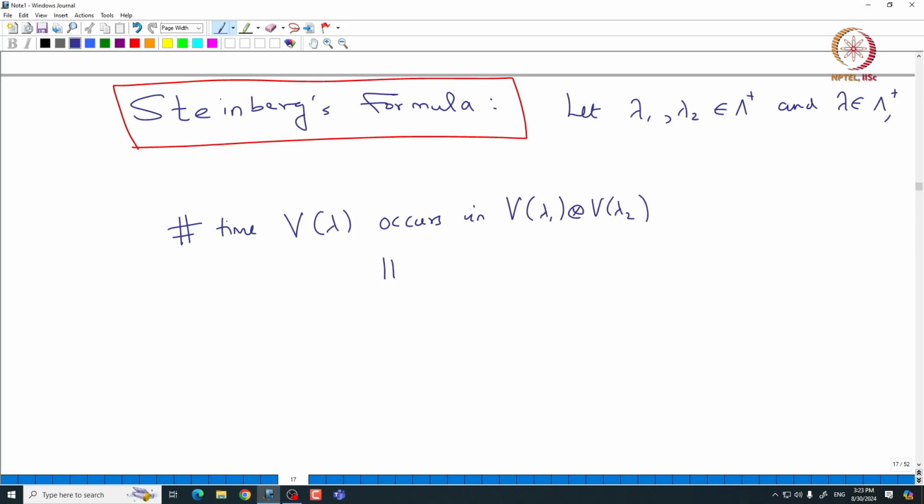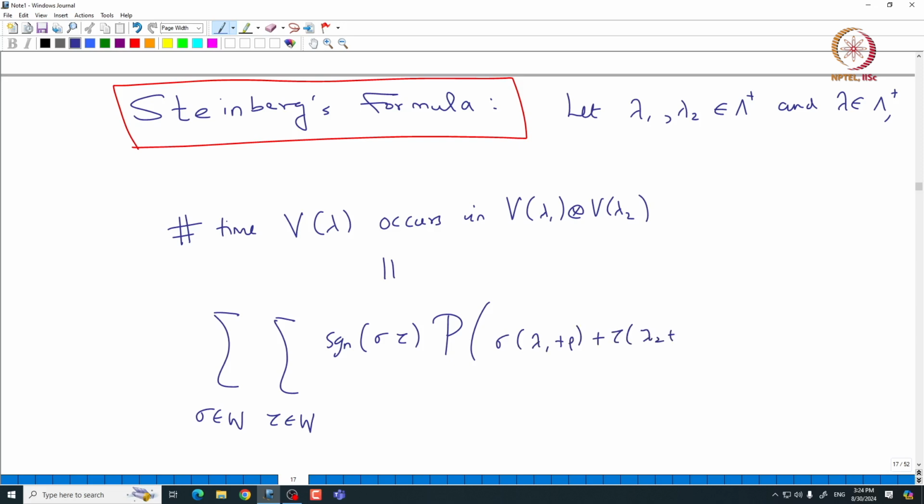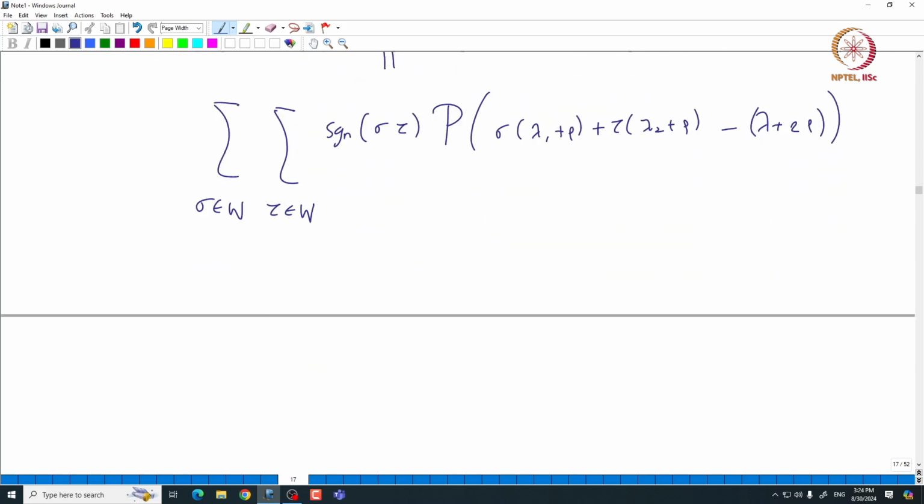This number is given very explicitly by this double sum. You sum over sigma and then sum over tau, and then you take sign of sigma tau times the Kostant partition function applied on sigma of lambda 1 plus rho plus tau of lambda 2 plus rho minus lambda plus 2 rho. Again the same practical difficulties are there in using this Steinberg's formula. The Weyl group will be very large, this is an alternating sum, and computing this Kostant partition function is also very hard. So, let us prove this.